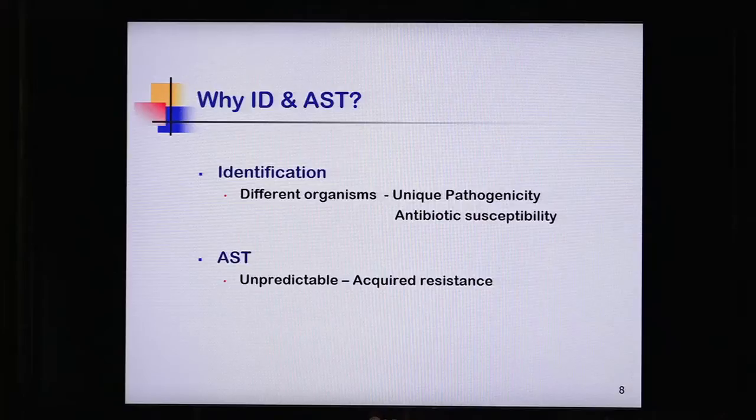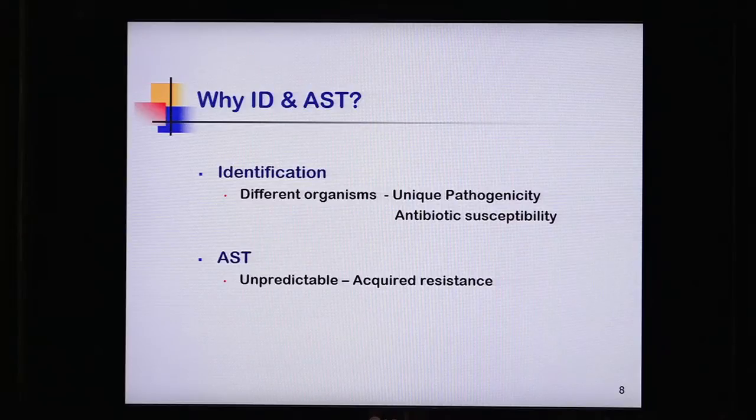Why ID and AST? Why do you want to know the organism, and why do you want to do the sensitivity? You want to know the organism because when you know the organism, you know what it can do to the patient. Every pathogen, every organism has its own known pathogenic potentials. When we see staph in our cultures, the first thing we want to know is whether it is coagulase positive or negative. Why? Because the moment you say that it is coagulase positive, you are alarmed. You alarm the clinician. It is positive. It is staph aureus. But the moment you say that, oh, it's coagulase negative, don't inform right now. So you need to know the organism, what it is, because you can predict its pathogenic behavior.